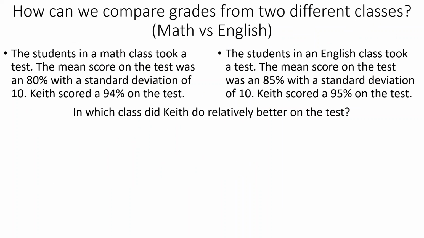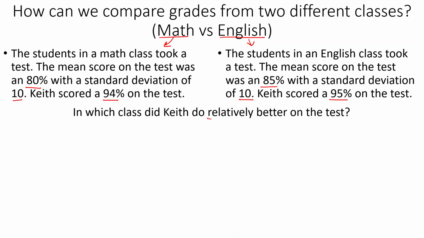So how can we compare grades from two different classes? So we've got a math class over here, and we've got an English class over here. The students in a math class took a test. The mean score on the test was 80%, the standard deviation of 10 points. Keith scored 94 on the test. Good job, Keith. You got an A, right? In the English class, they also took a test. The mean score on that one was 85. The standard deviation there is 10. Keith scored a 95. So we could debate about which class Keith did better in, because like 94, 95, you'd think, oh, 95 is higher. He probably did better in English.